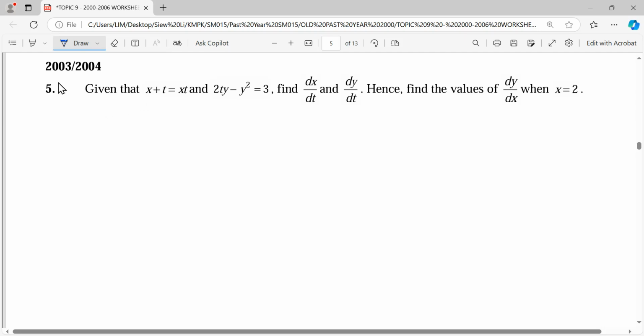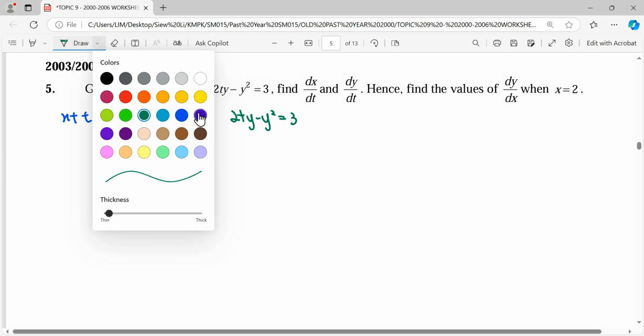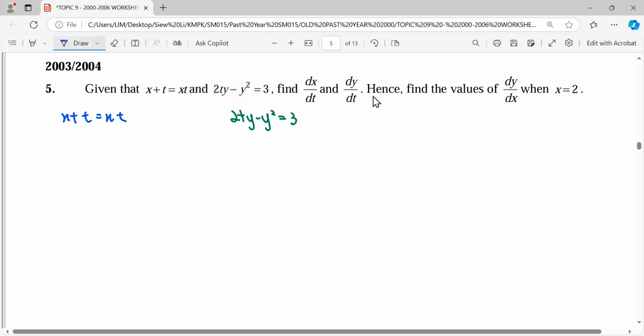Given that x plus t equals xt, and another equation, 2ty minus y squared equals 3. The first thing we're going to find is dx/dt and dy/dt. Hence, find the value of dy/dx when x equals 2.